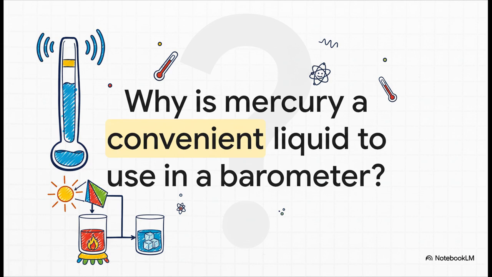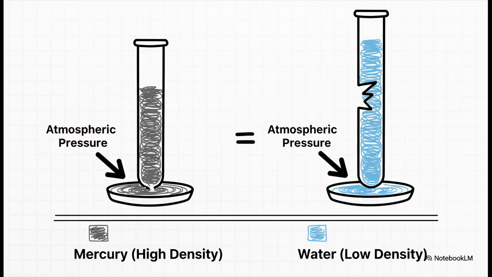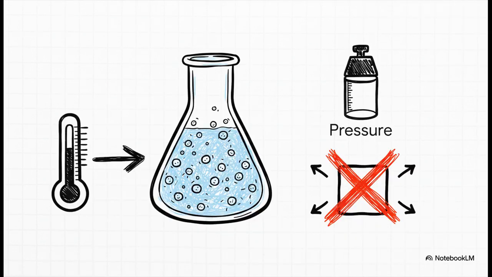Okay, here's a classic exam question. We've been using mercury in barometers forever. Why? What's so special about it? It's simple. Mercury is just ridiculously dense. And because it's so heavy, normal air pressure can only push up a pretty short column of it, about 76 centimeters. If you tried to build a barometer using water, you'd need a glass tube over 10 meters tall. Just not very practical.